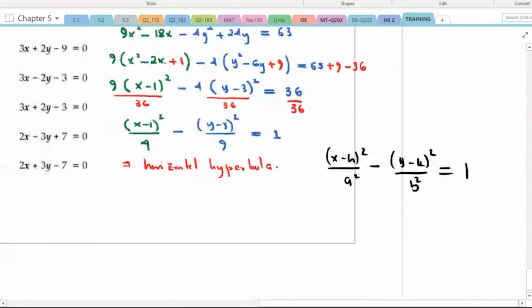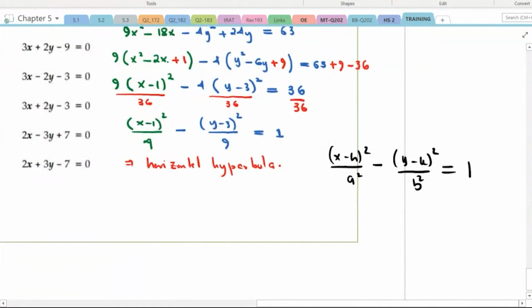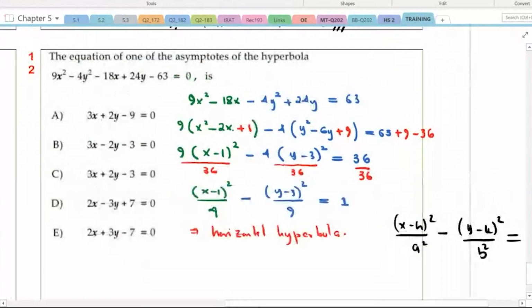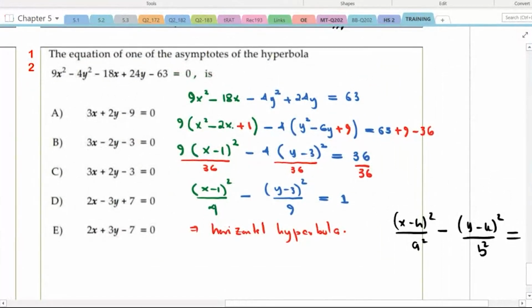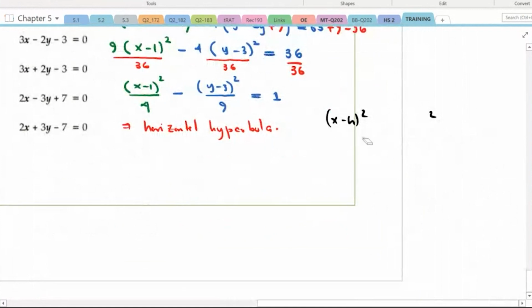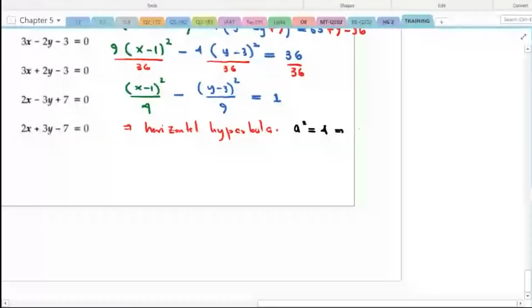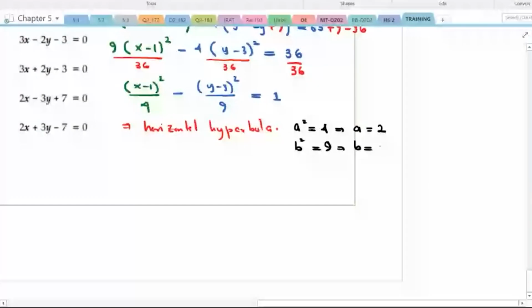You will agree with me, gentlemen, that we know what is going to be our a, our b, and our h and k. Now, our target, gentlemen, is not h and k, because we want to find the asymptote. It says the equation of one of the asymptotes. So let me write here. a squared is going to be equal to 4, and that means a will be equal to 2. b squared is going to be equal to 9, and that means b shall be equal to 3.